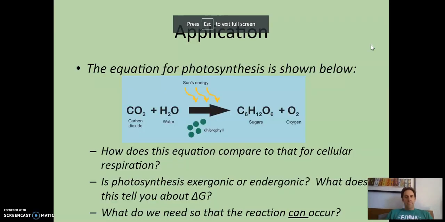We are going to talk about photosynthesis today. So here we have the overall equation where we basically take carbon dioxide and water, use them to build sugars, and then oxygen is a waste product.